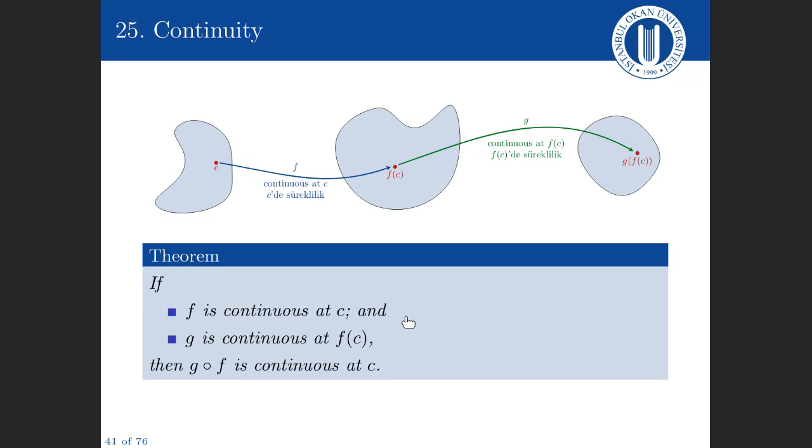If we know that f is continuous at c, and we know that g is continuous at f of c, then we know that g composed with f is continuous at c.